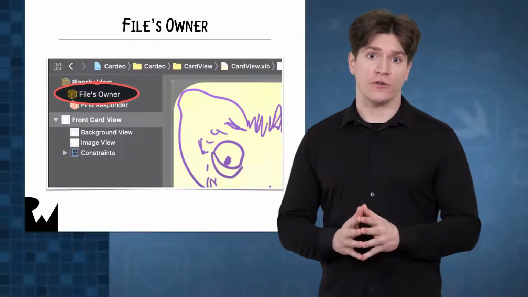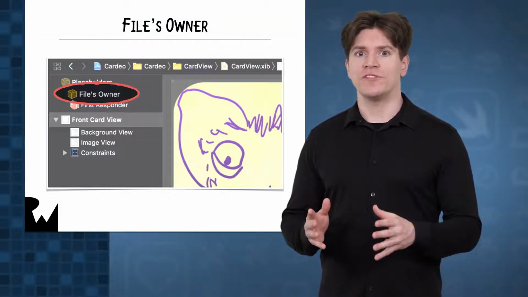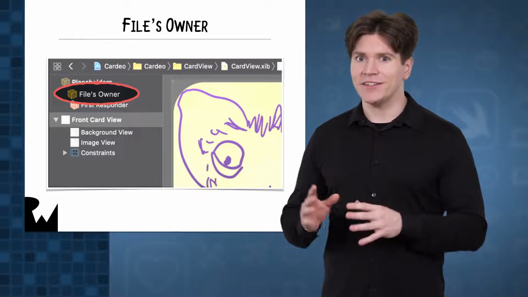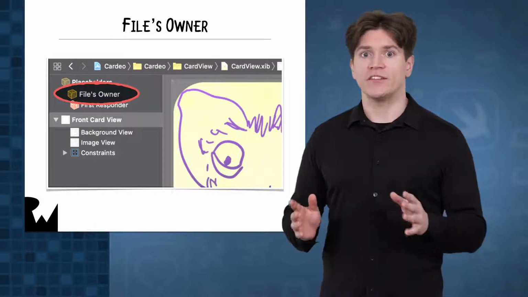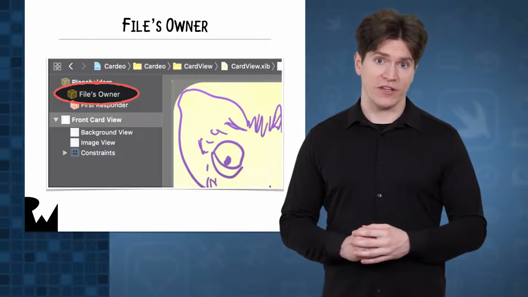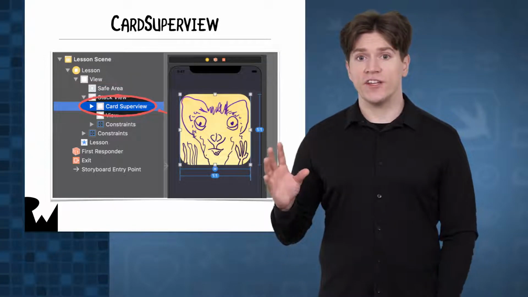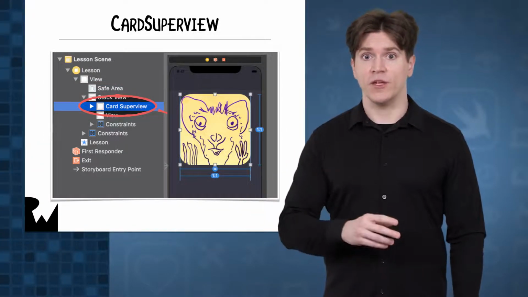How can you set up an IB action so that when a card side is tapped, its superview can be notified? This is where File's Owner comes in. It's a placeholder object that nib files have. It isn't an object that gets loaded with the nib. Instead, you'll be creating it through some other means. Momentarily, you're going to set CardSuperview as the CardView nib's owner.